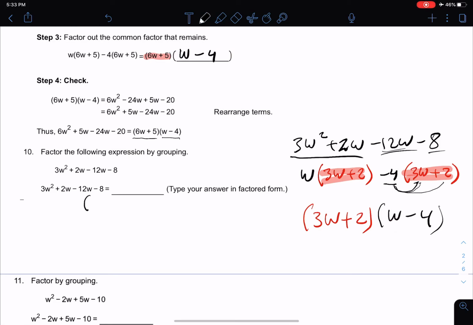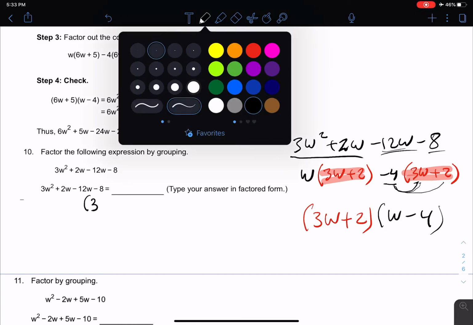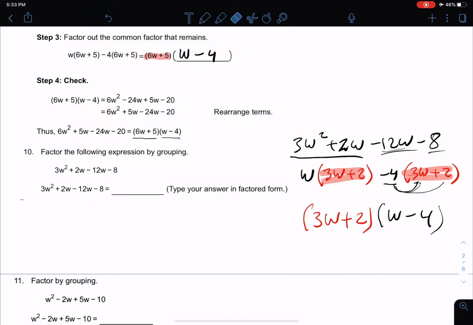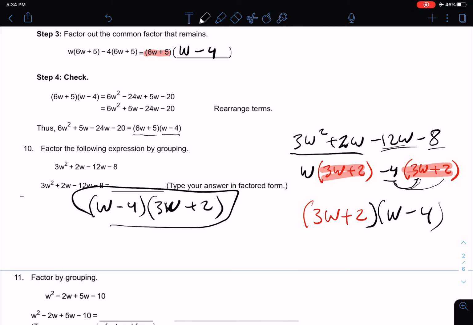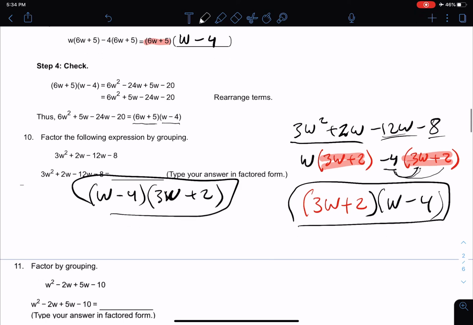So there we go. And by the way, the order that you write this down in terms of the binomials, let me just flip it around just so you can see I can. It's totally legal because multiplication is commutative, so that means that you could change the order. So you can change the product. So let me show you. w minus 4 times 3w plus 2 is just as good as writing it this way. Doesn't matter.